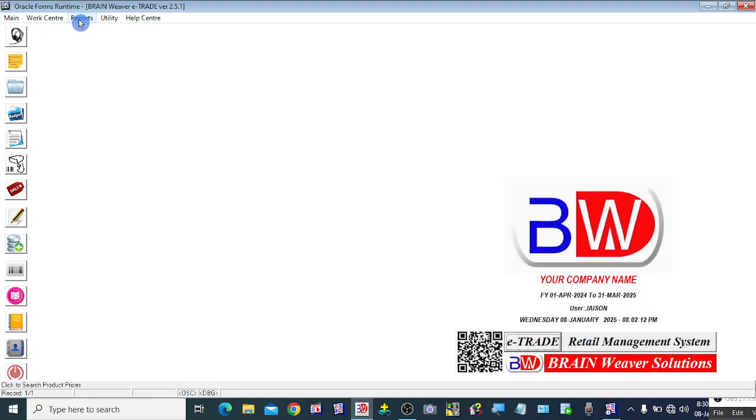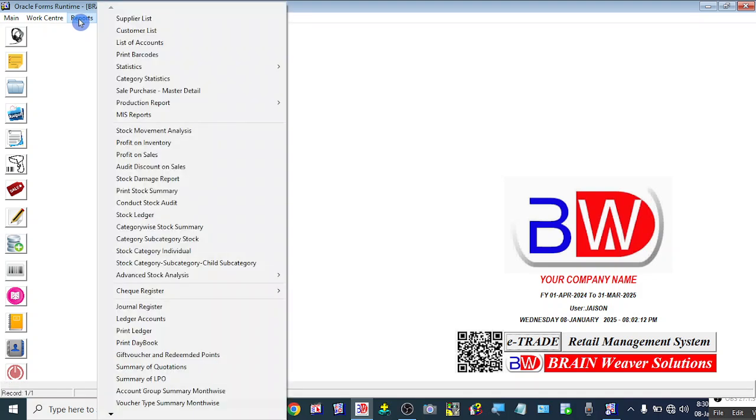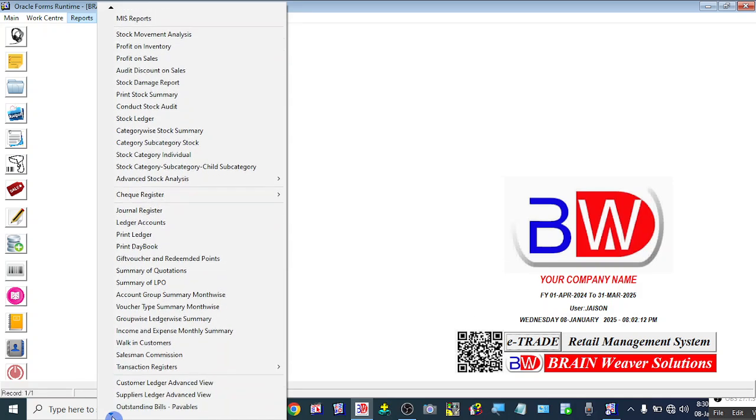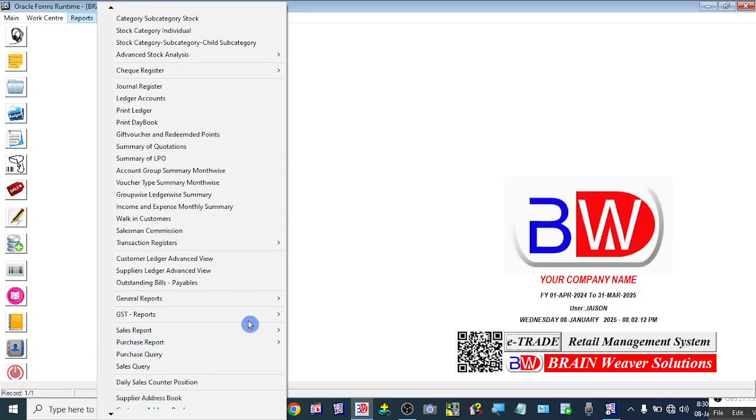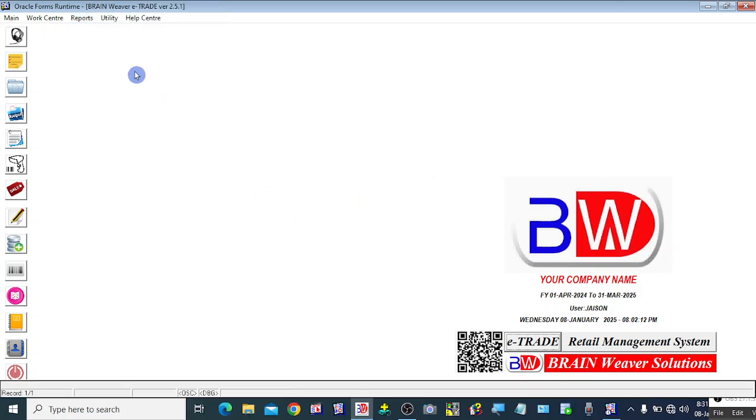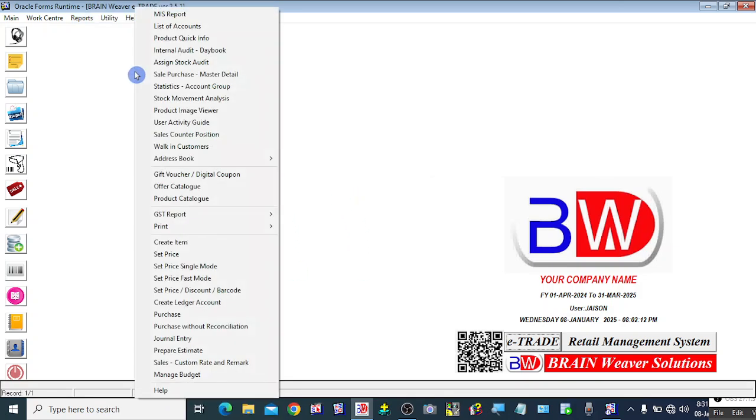Either you can choose the report from the report menu. Here you can see one sub menu as GST reports, GST on purchase as well as GST on sales. These two reports you have to generate every month if you are a regular taxpayer. The same can be invoked by pressing the mouse right button in the home screen.